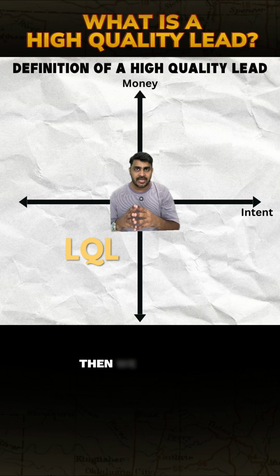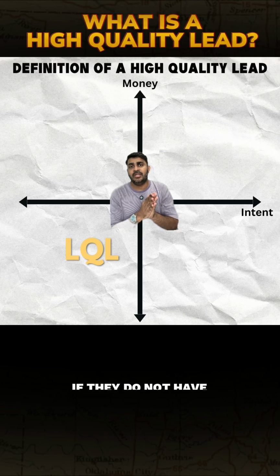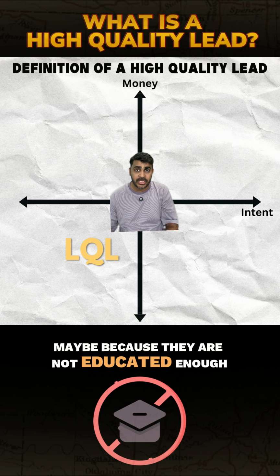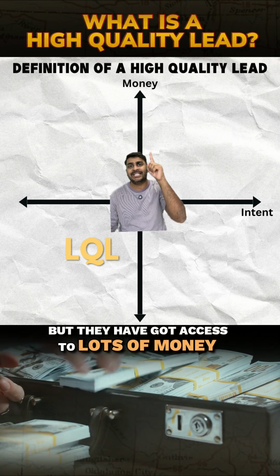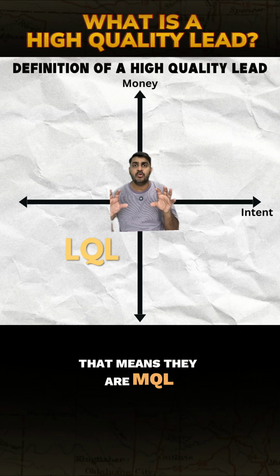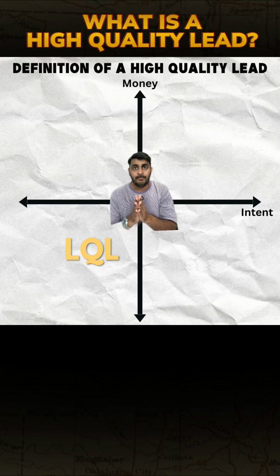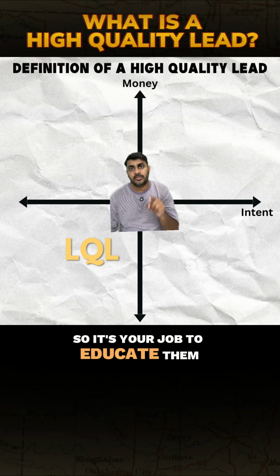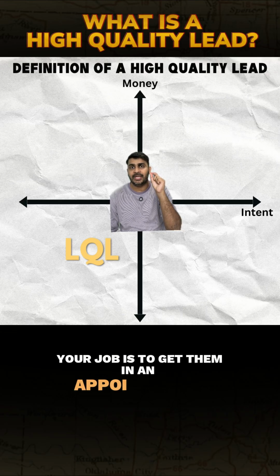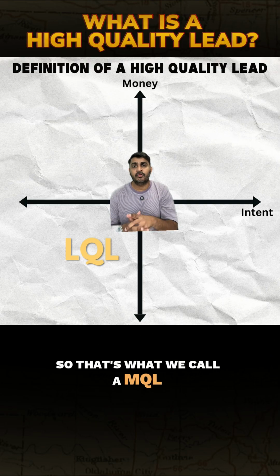Makes sense, right? Then we move on to MQL. What is MQL? There are two types of MQL. Number one, if they do not have intent, meaning they are not so interested right now, maybe because they are not educated enough, but they have got access to lots of money, or money in their pocket, or money in the bank. That means they are a MQL, a medium qualified lead, because if they have got money, they have got buying power. But if they don't have intent, they are not educated enough. So it's your job to educate them, to make them interested, to get them in an appointment and make them realize the need for your product or service. So that's what we call a MQL.